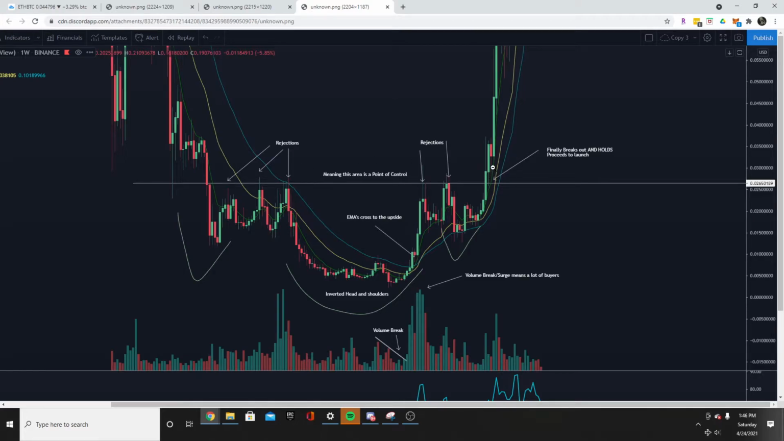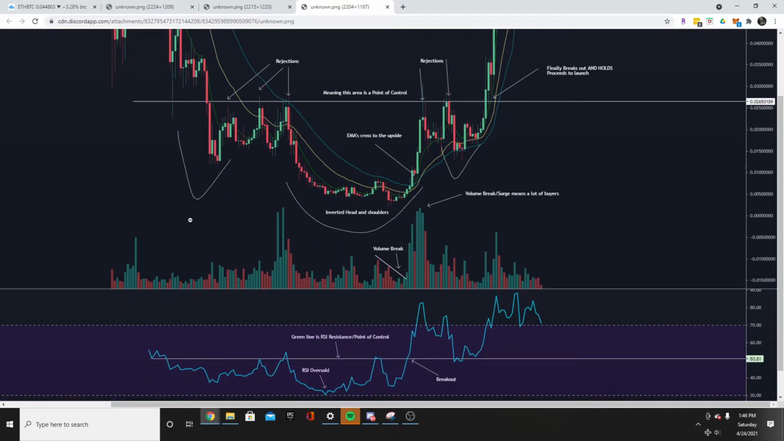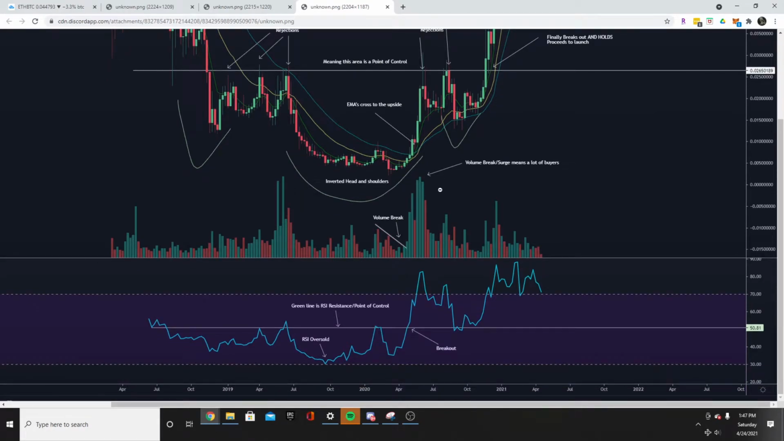And once you broke above, slight retest, and then launch. You can look at it as an inverted head and shoulders, and then the EMAs cross over to the upside. You can note the volume break both times. And it went up. Let's look at RSI. RSI is damn near oversold down here. It's gaining strength. This is our main point of control for RSI to get above. So 50. Once we got above 50, we're straight. Retested 50, held, kept going.